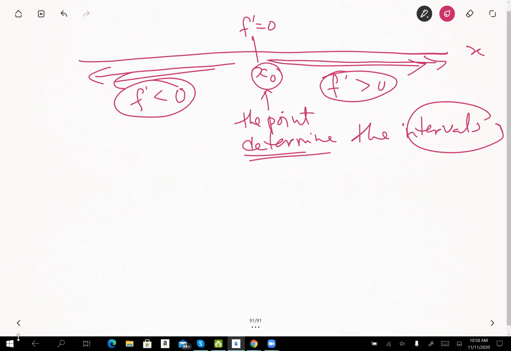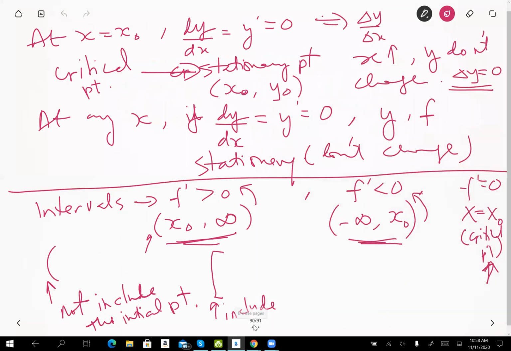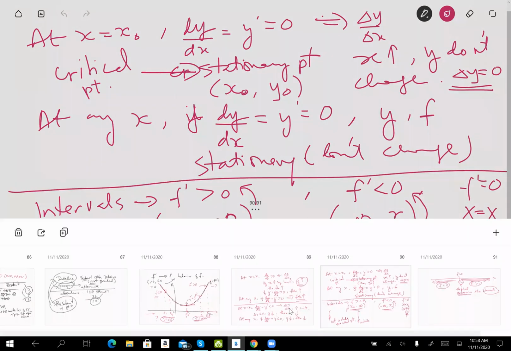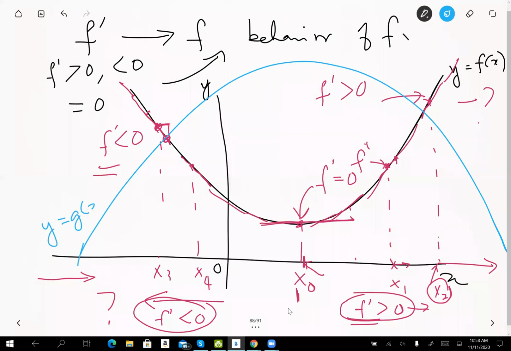So let's look at another example. Suppose I have another line. I draw another line, say it be like this. Here I got y equal to g of x. If you look at this line again, where is the region where the slope is negative? Is it on the left or on the right?